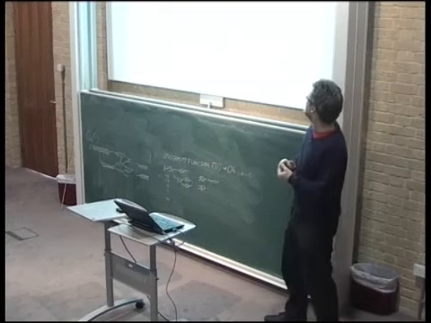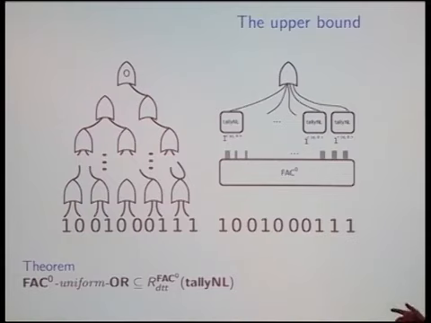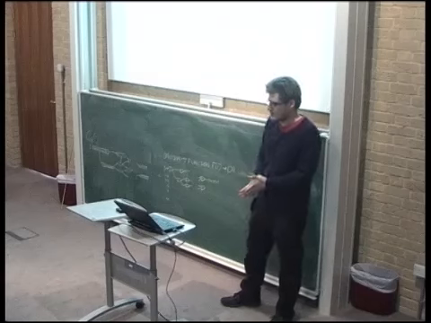So this corresponds to something called a truth table reduction, and it's a deterministic, disjunctive truth table reduction, because we have a single OR gate at the end. So our best upper bound at the moment for uniform OR circuits is those that are disjunctive truth table reducible to tally NL.